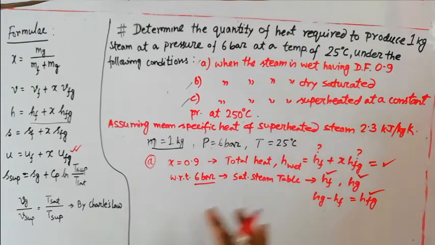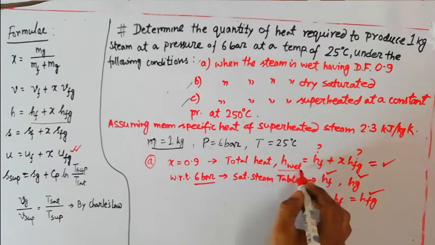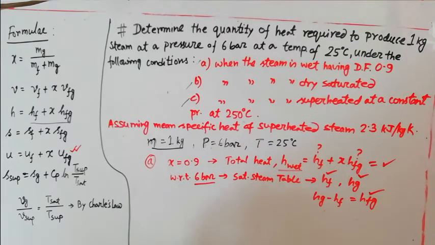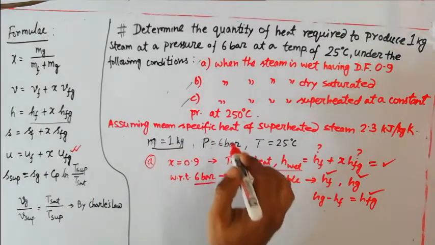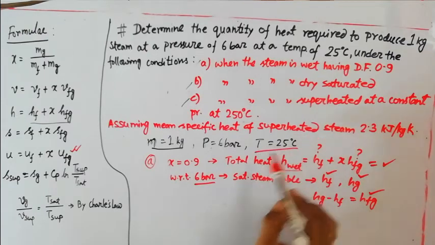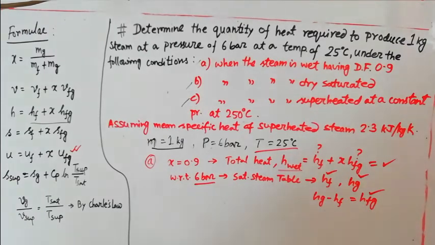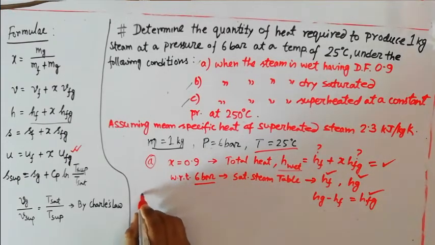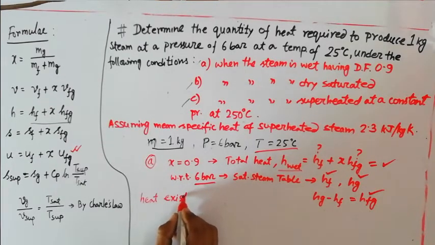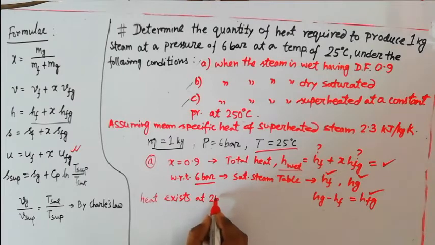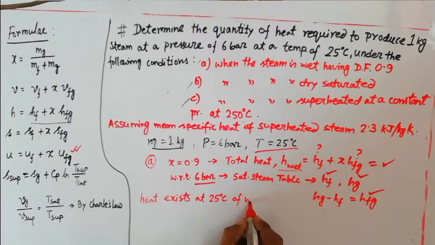Okay, so at 0.9 dryness fraction, the enthalpy value is known to us. Now the water is available at 25 degrees centigrade, that is given. So heat exists in that particular condition while the water is at 25 degrees centigrade. So I can write that heat exists at 25 degrees centigrade of water.